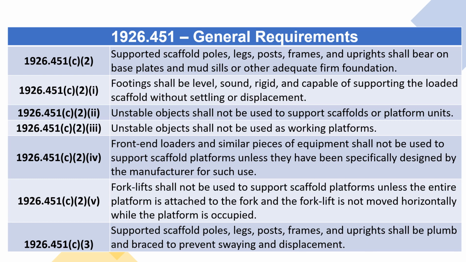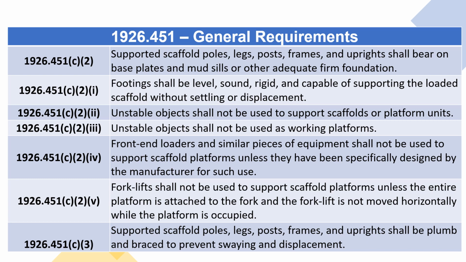1926.451(c)(2)(iv): Front-end loaders and similar pieces of equipment shall not be used to support scaffold platforms unless they have been specifically designed by the manufacturer for such use. 1926.451(c)(2)(v): Forklifts shall not be used to support scaffold platforms unless the entire platform is attached to the fork and the forklift is not moved horizontally while the platform is occupied.